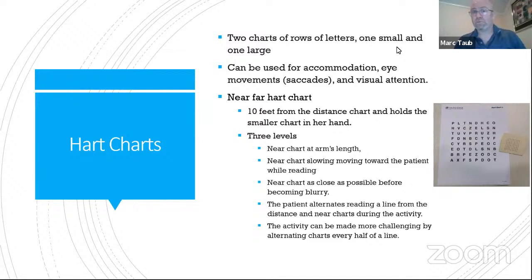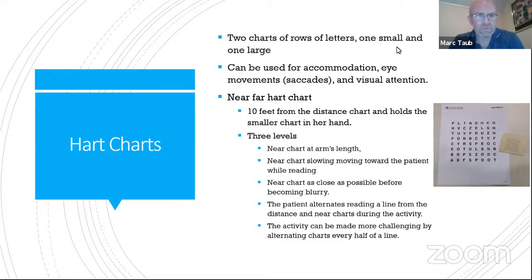Hart charts can be used with numbers and letters and symbols if you have a child that is too young for letters or numbers. We've got ones with dogs and birds and cats, those kinds of things. So Hart charts can be used for accommodation. They can be used for eye movements in terms of saccades, but also for visual attention.